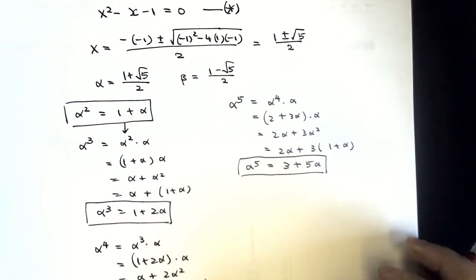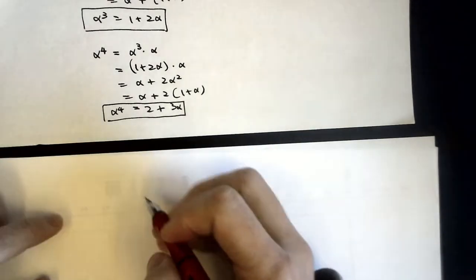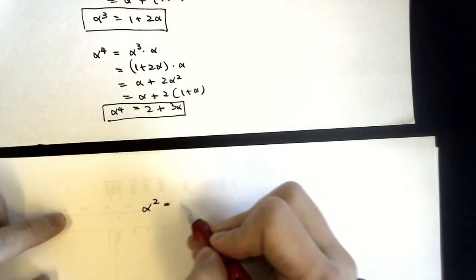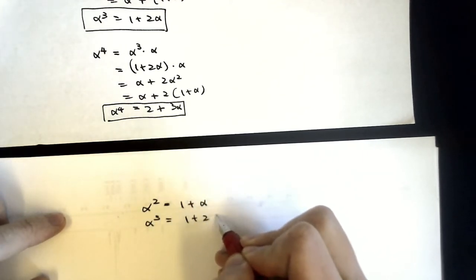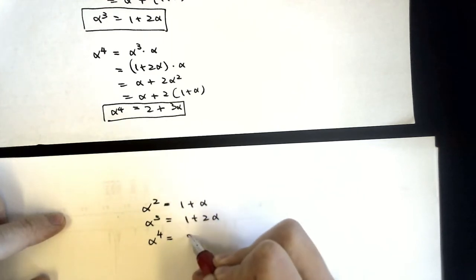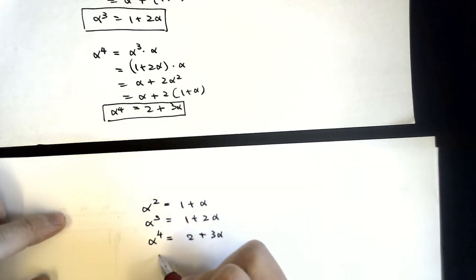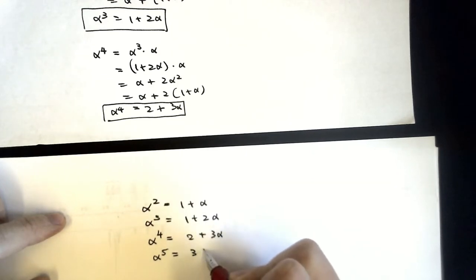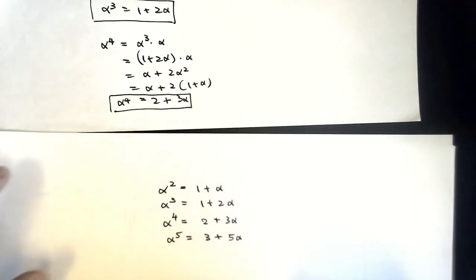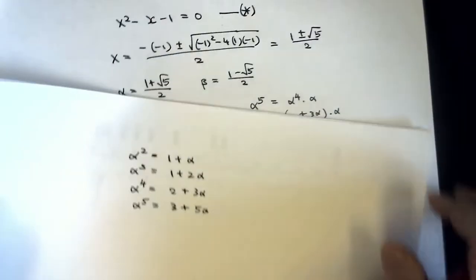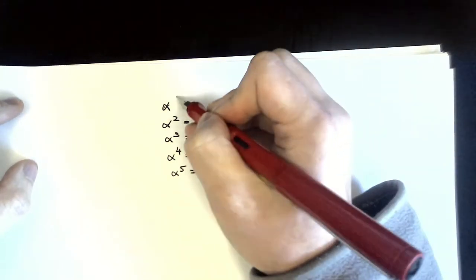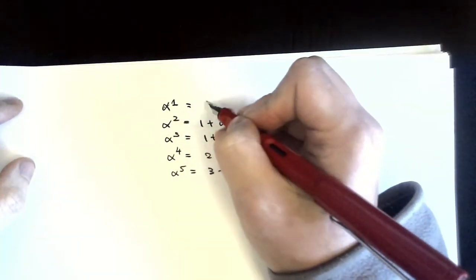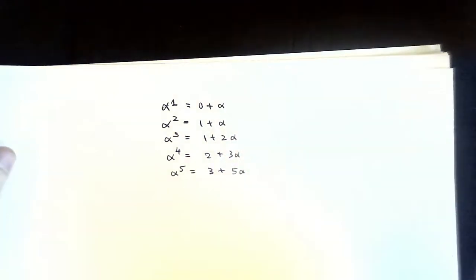Now we can make a list. Alpha squared is equal to 1 plus alpha. Alpha cubed is equal to 1 plus 2 alpha. Alpha to the power of 4 will be 2 plus 3 alpha. And alpha to the power of 5 will be 3 plus 5 alpha. And of course, for completeness, alpha to the power of 1 is 0 plus alpha.